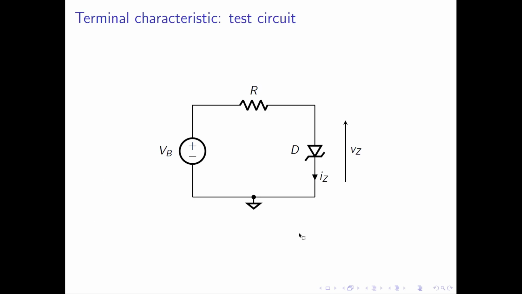If we want to explore the terminal characteristic of a Zener diode, we have our usual test circuit like the one shown here. We've got a variable DC voltage source on the left hand side, VB. VB can be adjusted so that it's negative or positive with regard to the reference. The Zener diode D is connected to the voltage source via the current limiting resistor R. If we measure the voltage across the Zener diode, we'll call that VZ, and the current through the diode IZ. We adjust VB over a range of values, and for each value of VB we record IZ and VZ and then plot those points on a graph, and that will give us the terminal characteristic.